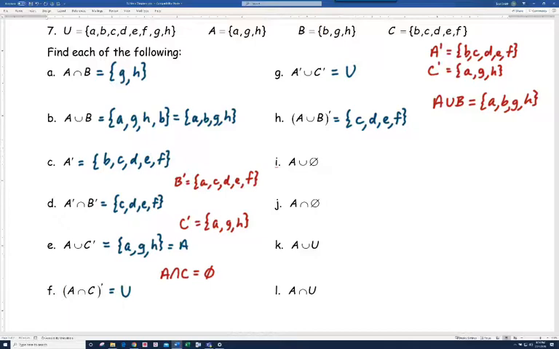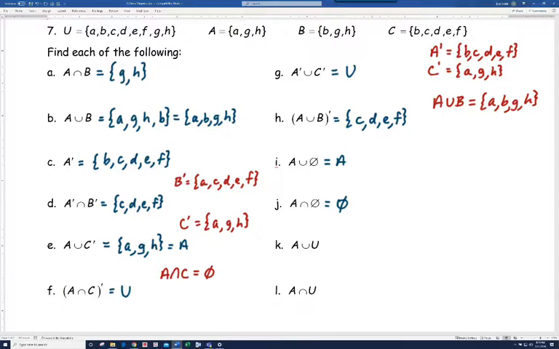All right, let's see how you did on these last four. So A union the empty set. So if you take everything that's in A and you combine that with everything in the empty set, well, that's not going to add anything new. You're just going to have set A. Now we're in J, A intersect the empty set. Well, what do these two sets have in common? Well, there's nothing in the empty set, so there is nothing that they have in common, and so this is just the empty set.